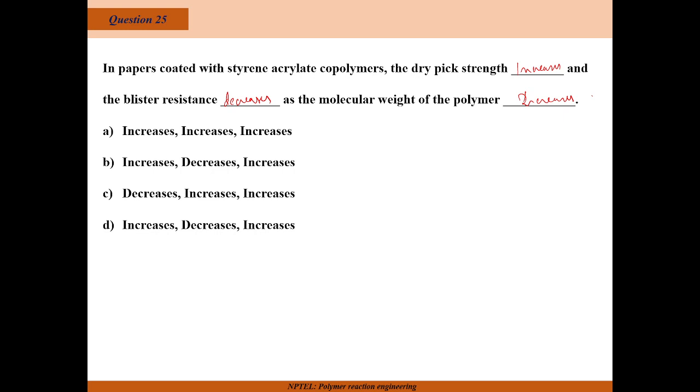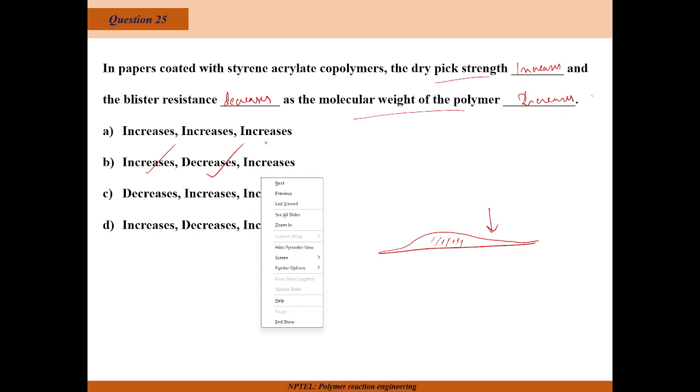Blisters are like a bubble-like thing that will come when there is some kind of coating being coated over the surface. If there is some kind of bulging, this is basically the blister. So when the peel strength increases, the blister should decrease and the molecular weight of the polymer should increase. So the answer to this question is the peel strength should increase, blister should decrease, and the molecular weight should also increase. So these are the answers.